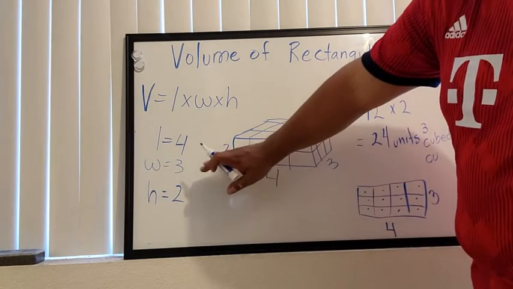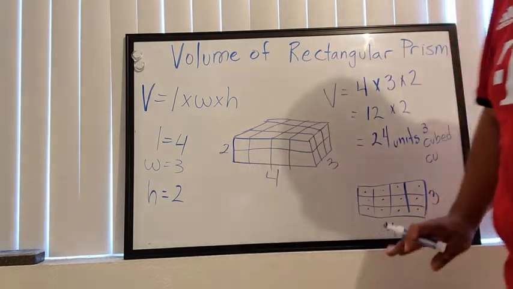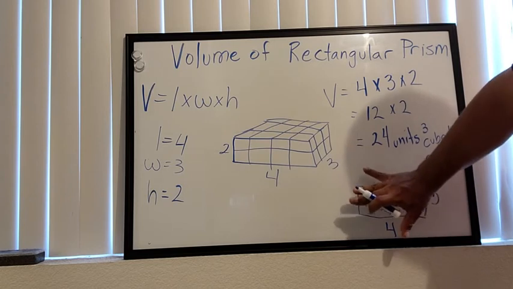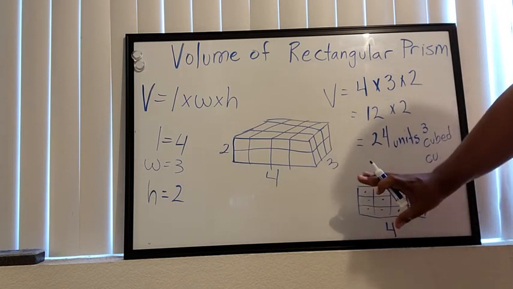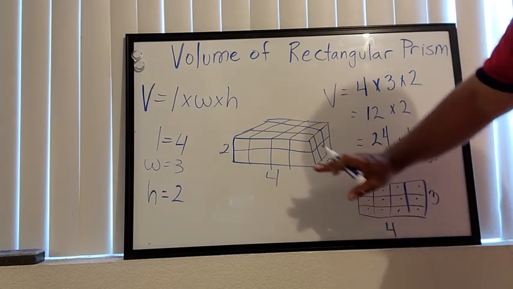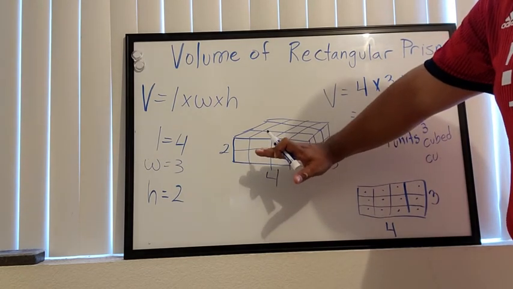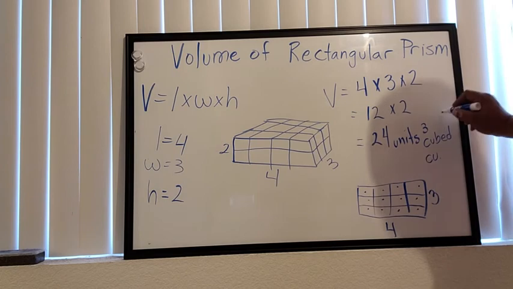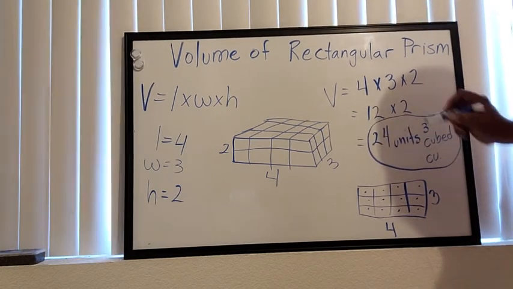Since we have 2 floors, because our height is 2, we need to multiply that first amount by 2. So now first floor is 12. On the second floor, there's another 12, so 12 plus 12 is our 24 units cubed.